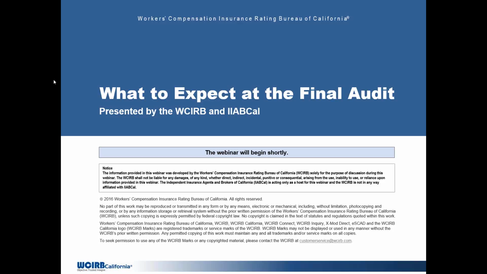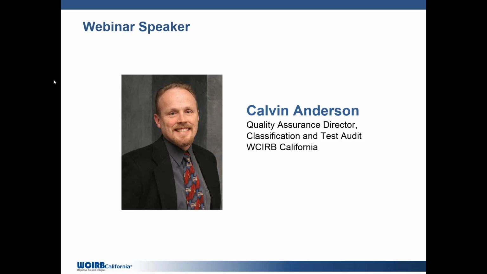Today we are excited to have Calvin Anderson of the Workers' Compensation Insurance Rating Bureau presenting what to expect at the final audit. Calvin is a Quality Assurance Director with more than 30 years of experience in the WCIRB's Classification and Test Audit Department. Calvin is responsible for administering California's test audit program and ensuring the quality of WCIRB classification inspections and test audits. And he frequently provides training for insurers and auditor associations throughout the state.